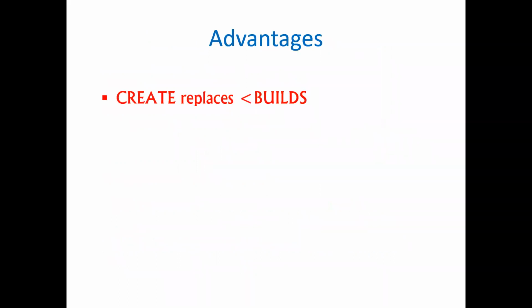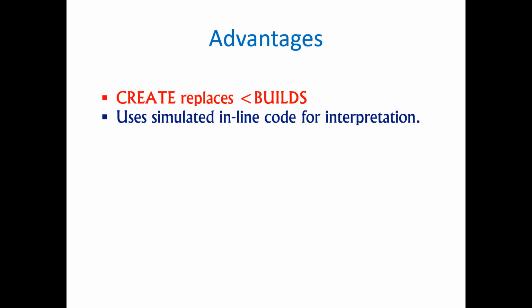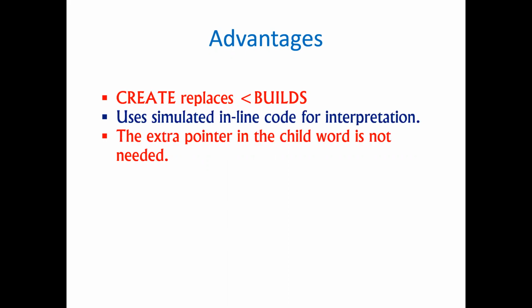The advantages. Well, first, we no longer need the word bill, so it saves 1 word that has only 1 purpose. And now we share the use of create. It uses the inline code for our interpretation. That's the little magic in the middle, but it has a cost. And that cost is there's an extra pointer in the child word that is not needed in the old format. In the old format, the child word has this extra parameter, and with the new structure, that extra parameter is no longer needed.